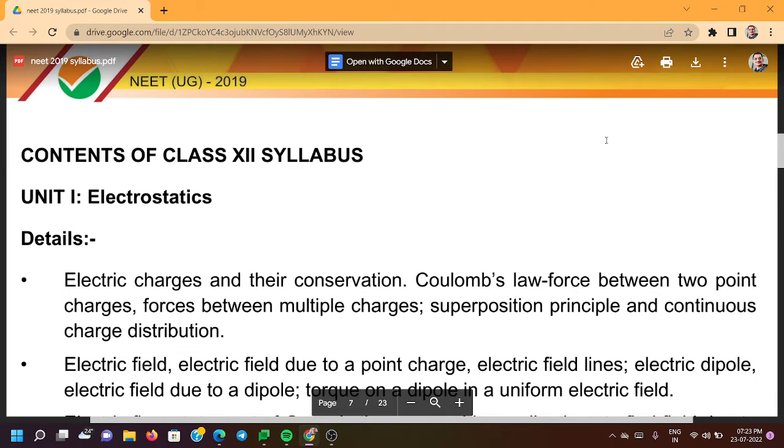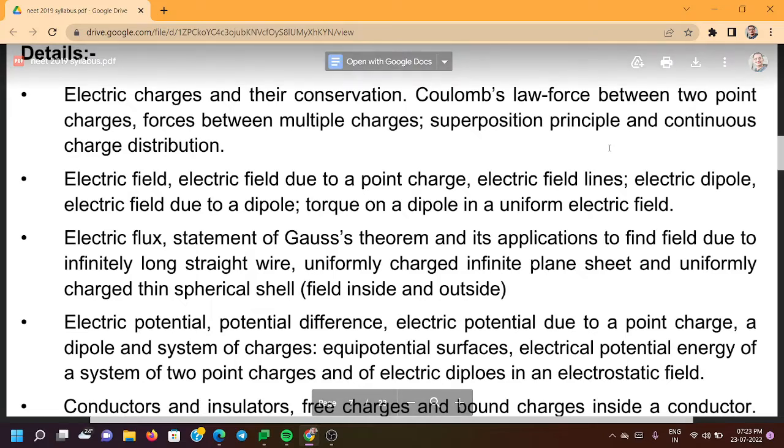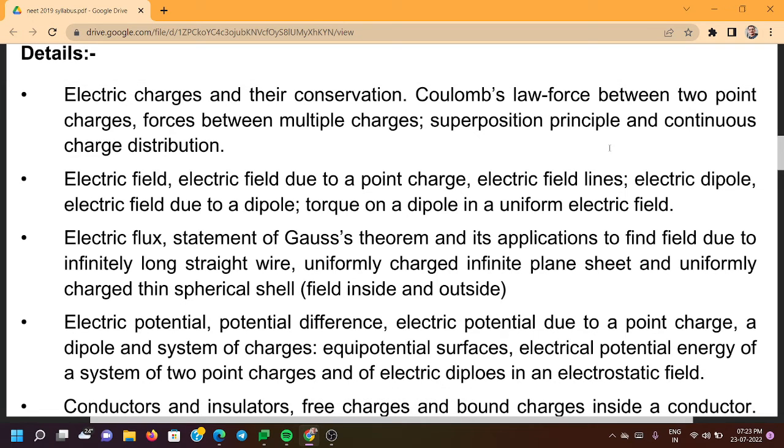Electrostatics. Electric charges and their conservation. Coulomb's law, force between two point charges. Forces between multiple charges. Superposition principle and continuous charge distribution. Electric field. Electric field due to a point charge. Electric field lines. Electric dipole. Electric field due to a dipole. Torque on a dipole in a uniform electric field.